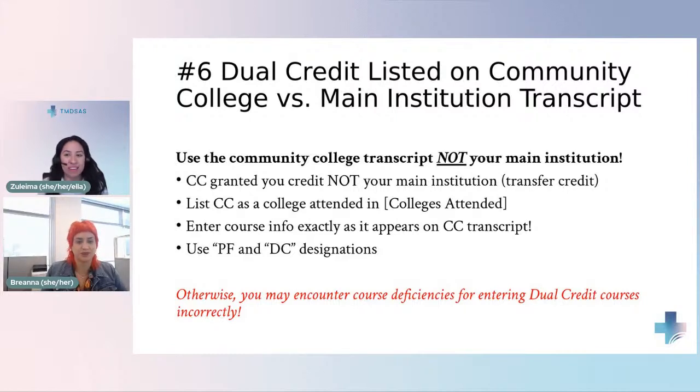Yeah, and so typically, the takeaway from this is, if you took dual credit in high school, look at the community college transcript. Only focus on that one. Don't even look at the main institution. It doesn't matter if it's listed on there. Only focus on what's listed on the community college transcript.